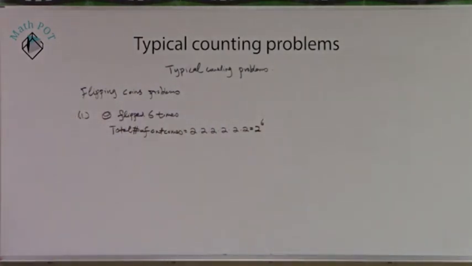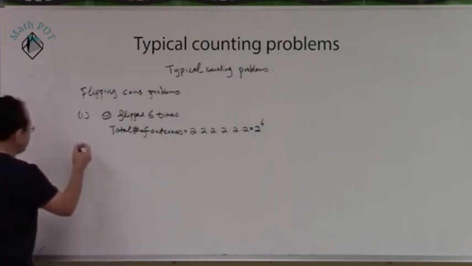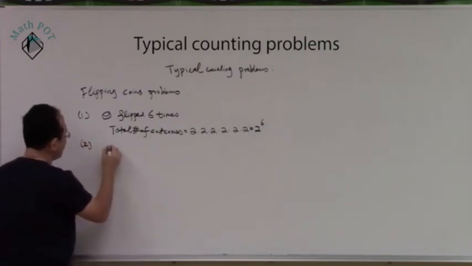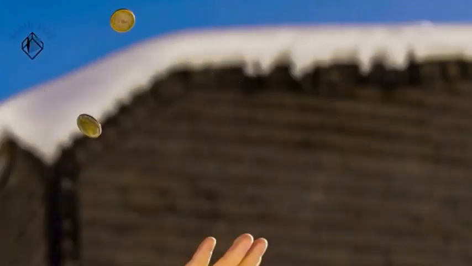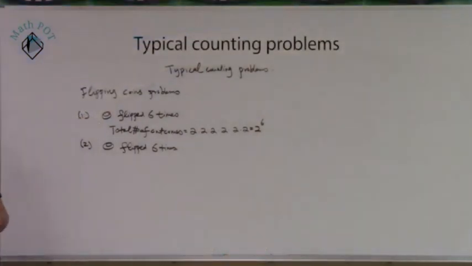The next one is so important. Let's try to figure out: if we flip a coin six times, in how many ways are there to flip exactly two heads? That is definitely super, super important. So still a coin flipped six times, let's figure out how many ways we can have exactly two heads.